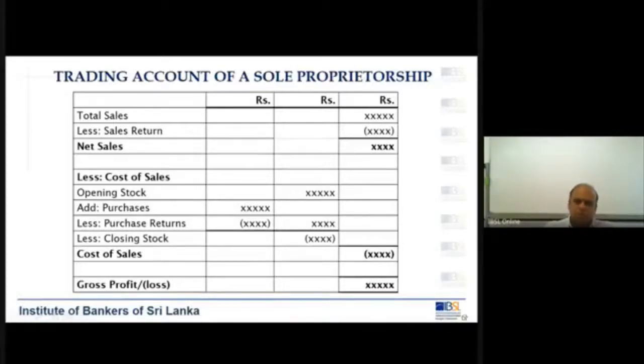which will give you the cost of sales, the cost of sales of the business. So the sales minus cost of sales gives you the gross profit.